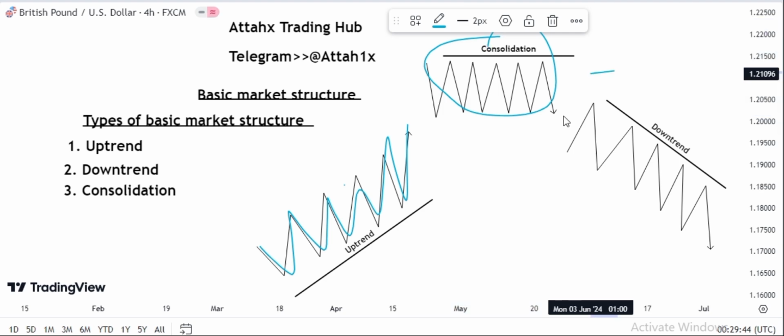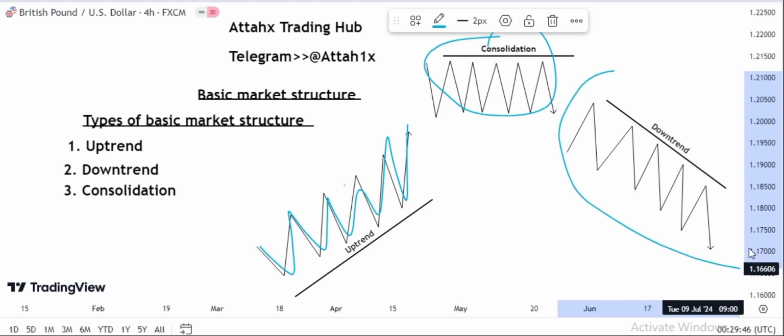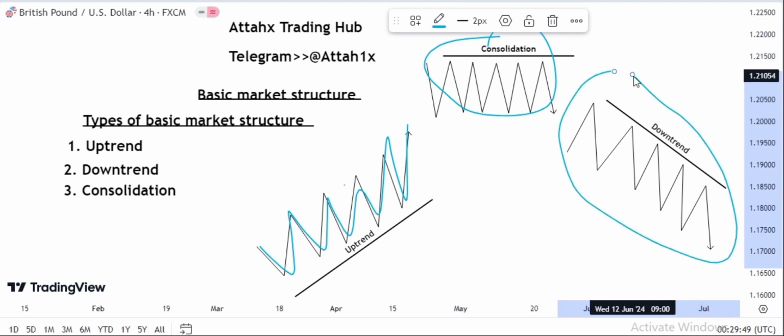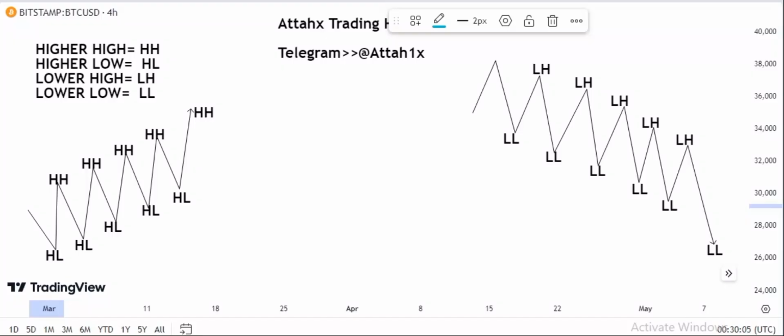So this is also an example of the downtrend, the market creating a series of highs and lows. So okay, how do we identify if we are actually in an uptrend, a downtrend, or in a consolidation? Right here we are talking about identification of an uptrend, a downtrend, and how to identify a consolidation.